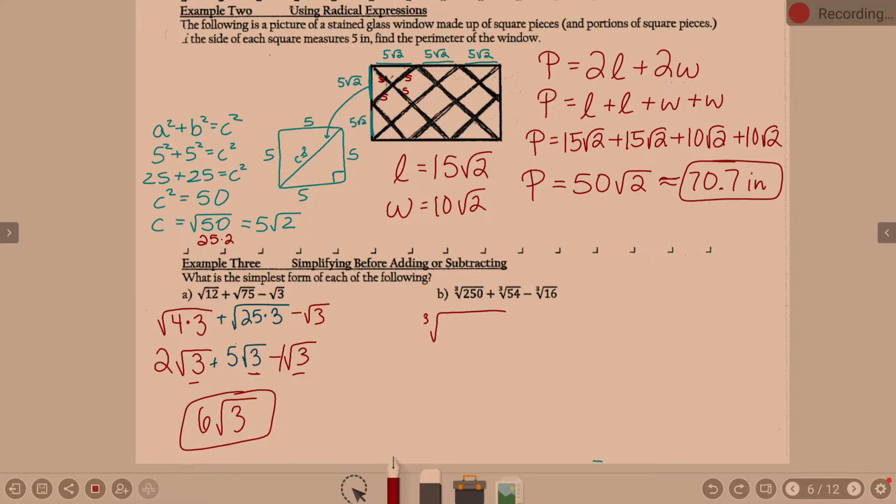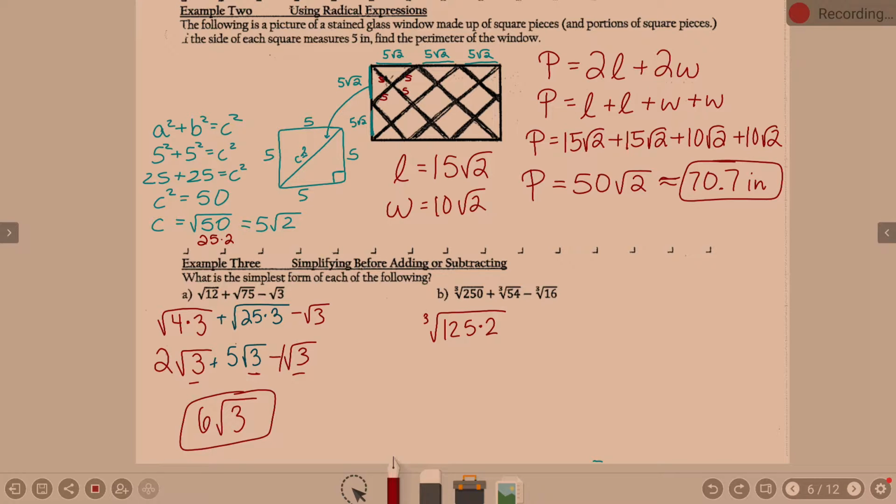Okay. Cube root of 250. Is cube root of 250 in my middle column here? It is not. It is not a perfect cube. But guess what? It probably divides by something. It does. So 250. Does it divide by 216? No, I get a decimal. Does it divide by 125? Yes. Oh, it does. So that is 125 times 2.